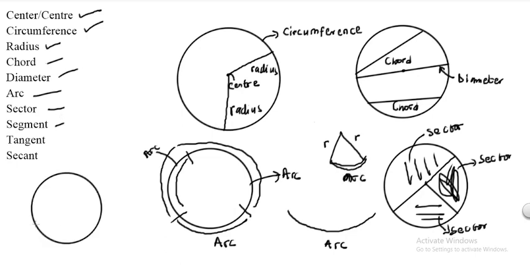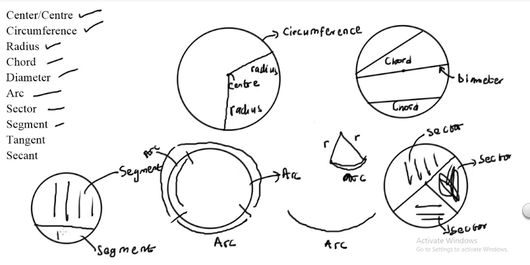Now, if I were to draw a chord that divides the circle into 2 parts, this is a chord, this will be a segment, and this will be a segment. So whenever I draw a chord that divides the circle into 2 parts, the respective areas of the parts are segments.